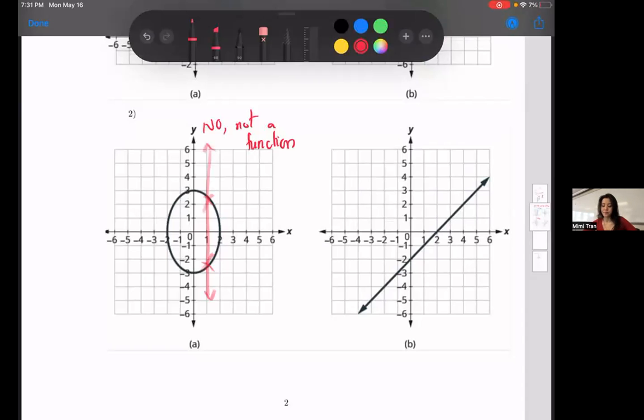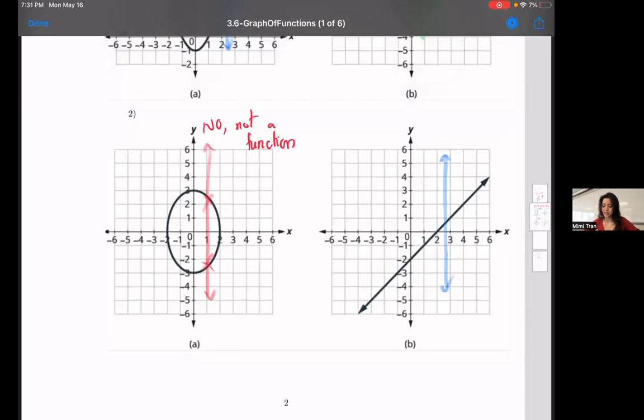And then what about the last one? You got it. It is a function, right? Yes, it is a function.